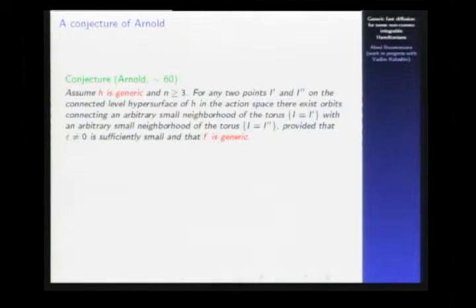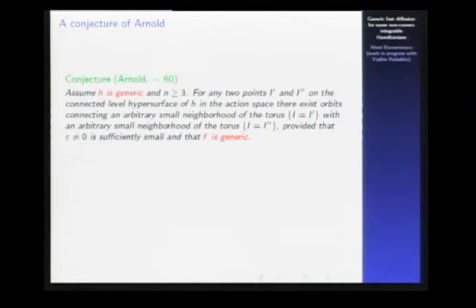Okay, so the conjecture is as follows, so I will read it. Assume that h is generic and n bigger than 3. Then, given any 2 points, I prime and I second, on the connected level hypersurface of H in the action space, there exist orbits connecting an arbitrarily small neighborhood of the torus I equals I prime with an arbitrarily small neighborhood of the torus I equals I second, provided that epsilon is non-zero, is sufficiently small, and that F is generic.